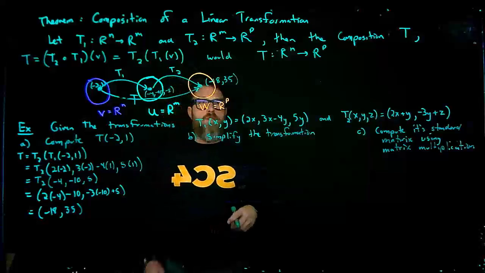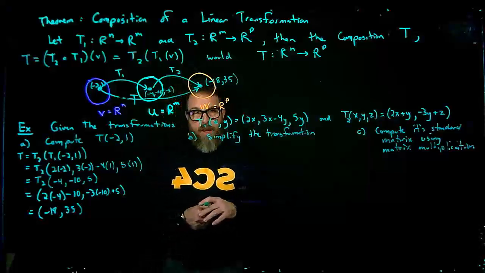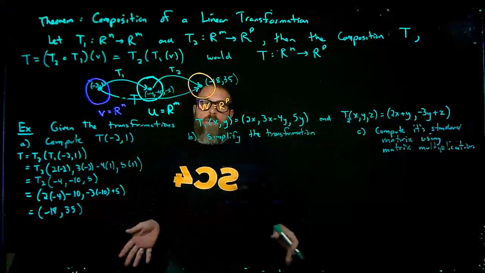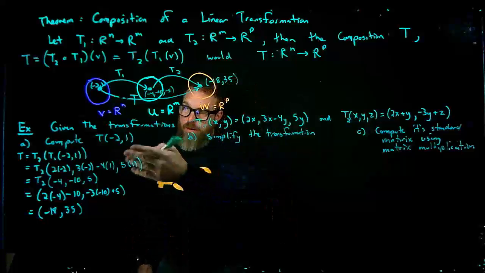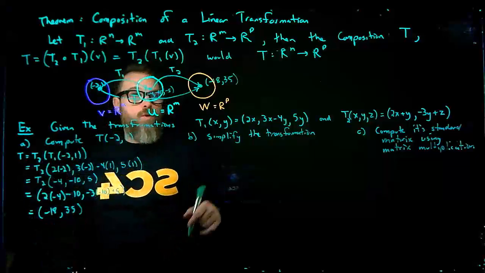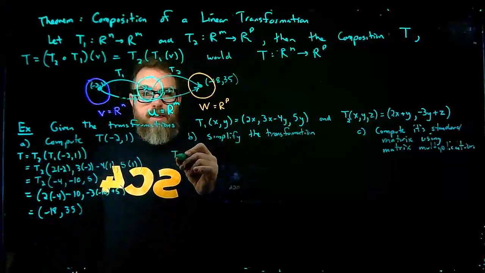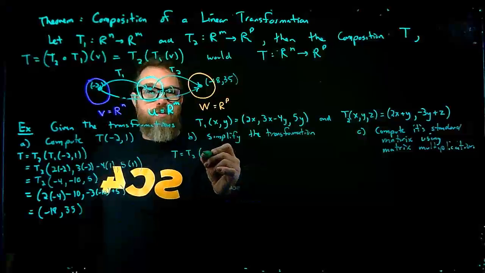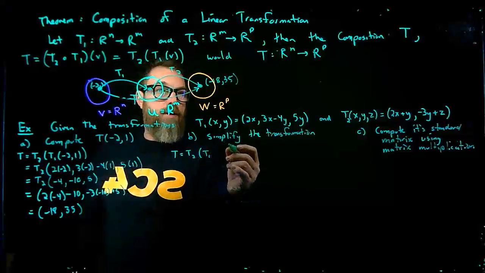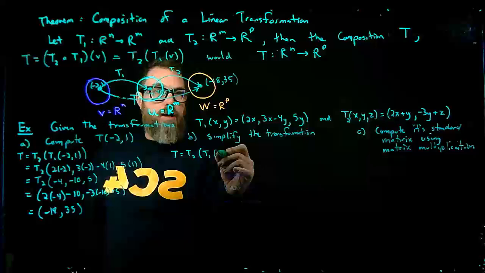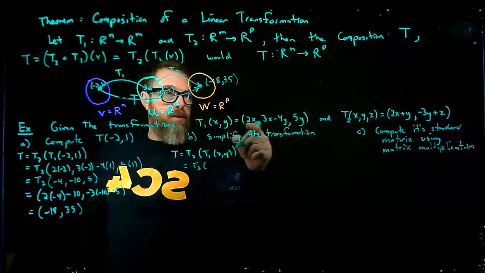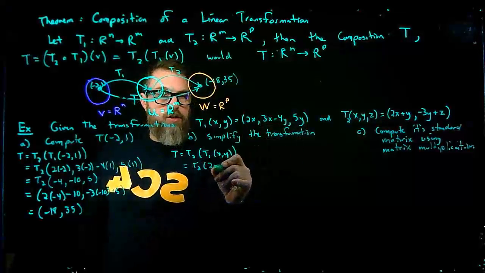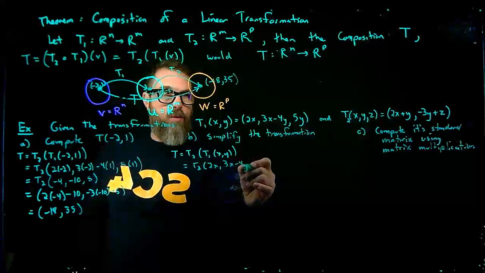All right, what I want to do is simplify the transformation. I would like to do this in general without plugging in specific values. I'm going to do this with the general form. So let's say T, again, is equal to T2 of T1 of V. So this is going to be T1 of (x, y). T1 of (x, y) is this thing: (2x, 3x minus 4y, 5y).